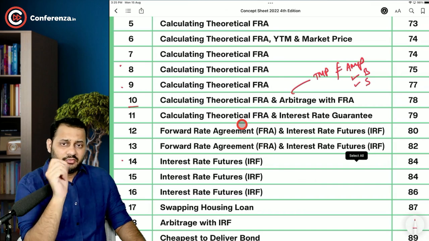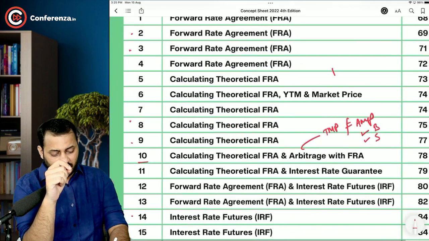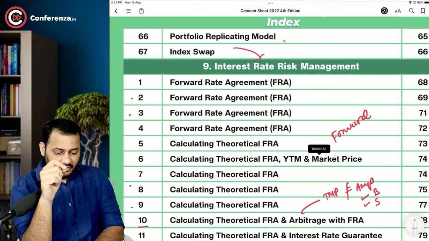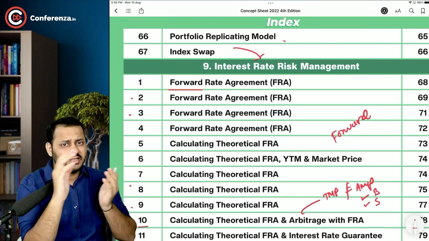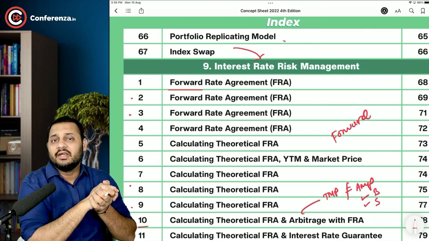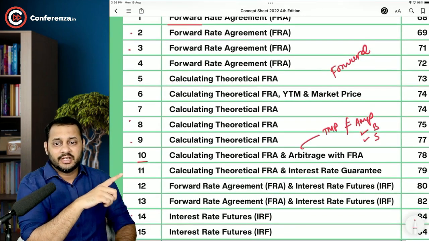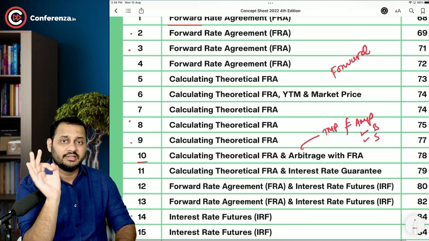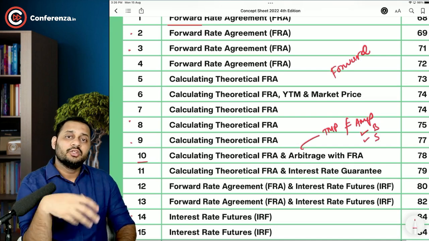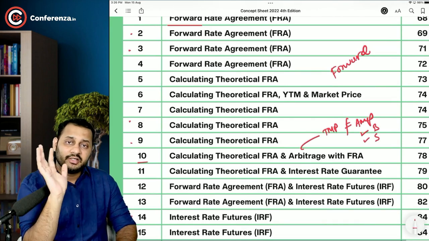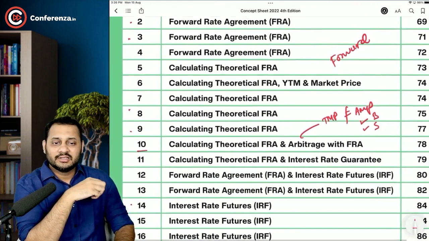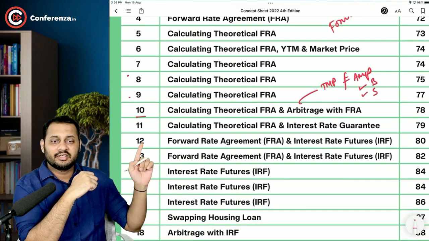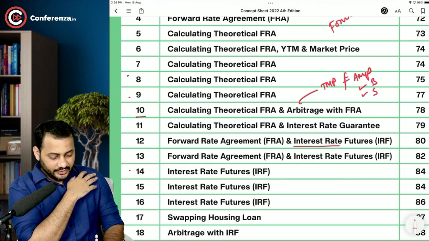From question number 1 to 11, this is all about forward contracts. The full form of FRA starts with forward. It's just like the forward contract you discussed in the derivatives chapter. So there are almost 11 questions on the forward contract, that is, the forward rate agreement. The forward contract in the derivatives chapter is called the forward rate agreement in the interest rate risk management chapter. And just after that, we are going to start with interest rate futures.